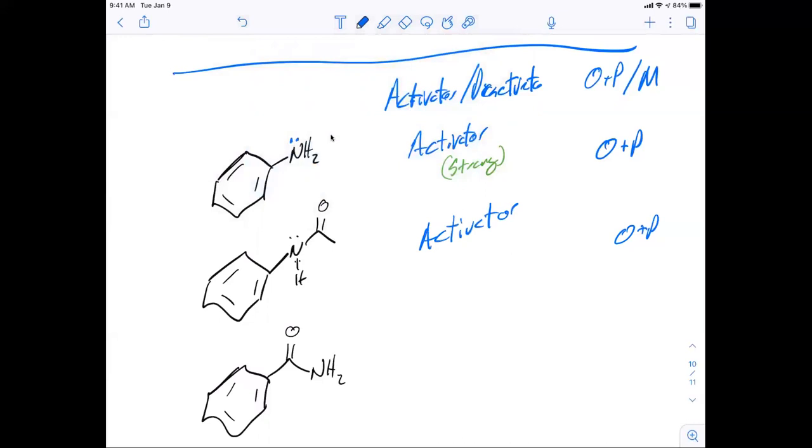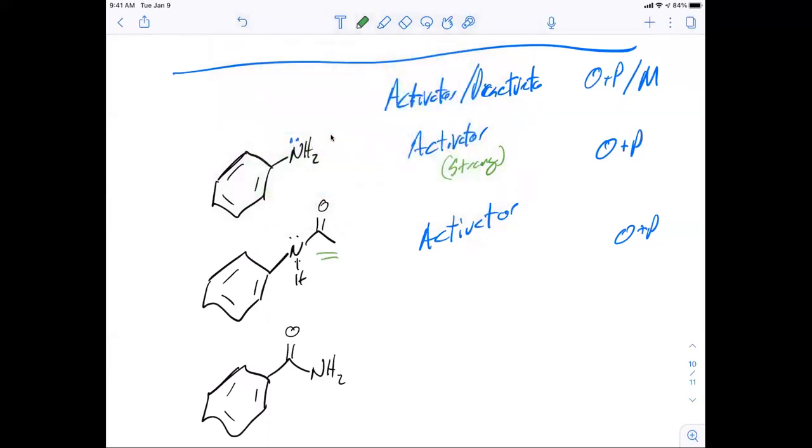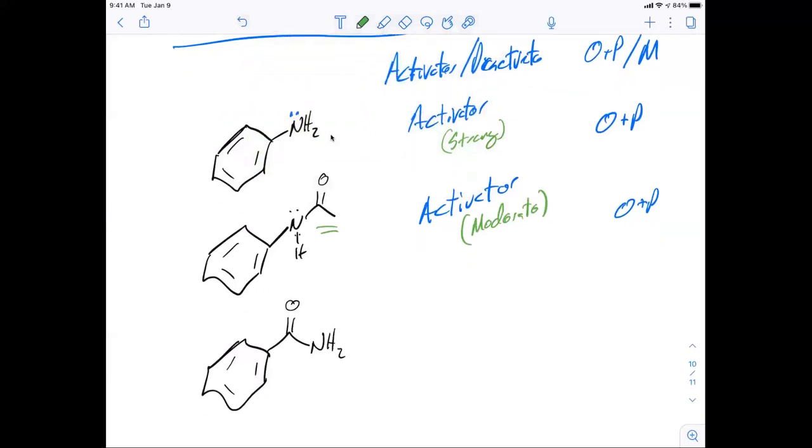right? And in this case, how do I know if it's moderate or strong? The carbonyl attached to the nitrogen makes this moderate. And we'll see where the difference between strong and moderate comes up later in the chapter. Okay. The last one, do we have a lone pair right outside the ring? No, we have a carbonyl carbon. So all of a sudden, since it doesn't have that lone pair, that should head me to be thinking about it not being an orthopara.